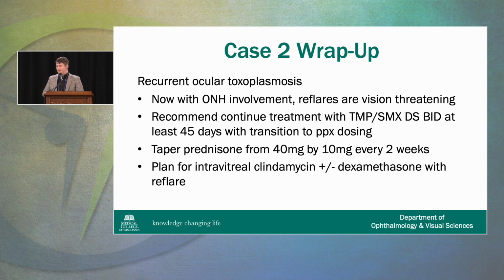So case 2 wrap-up, this was recurrent ocular toxoplasmosis. We had the pigmented lesion with the new retinitis. She now has optic nerve head involvement, and reflares are going to be vision-threatening. She's a very high-risk case. So we recommended continued treatment with the TMP-SMX twice daily for 45 days with taper down to the prophylactic dosing of Monday, Wednesday, Friday. I gave her a prednisone taper of 40 milligrams just to help with the inflammation associated with infection. And then if she would reflare, we have a vial of clindamycin set aside for a couple of my patients like her.